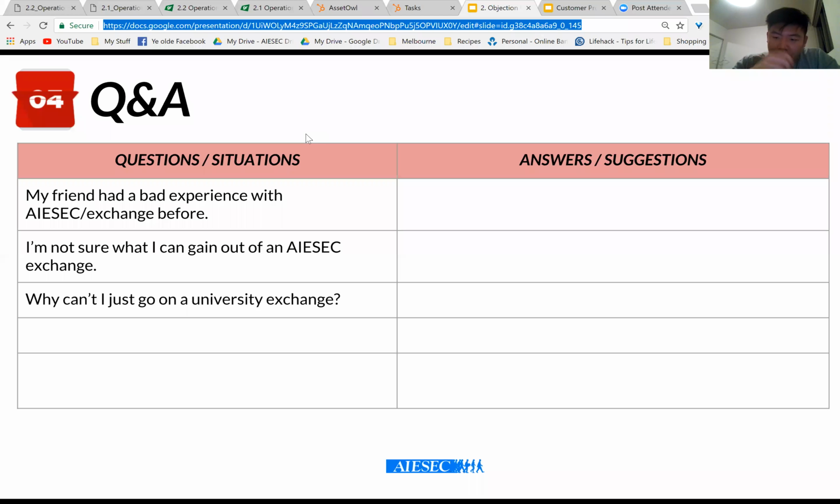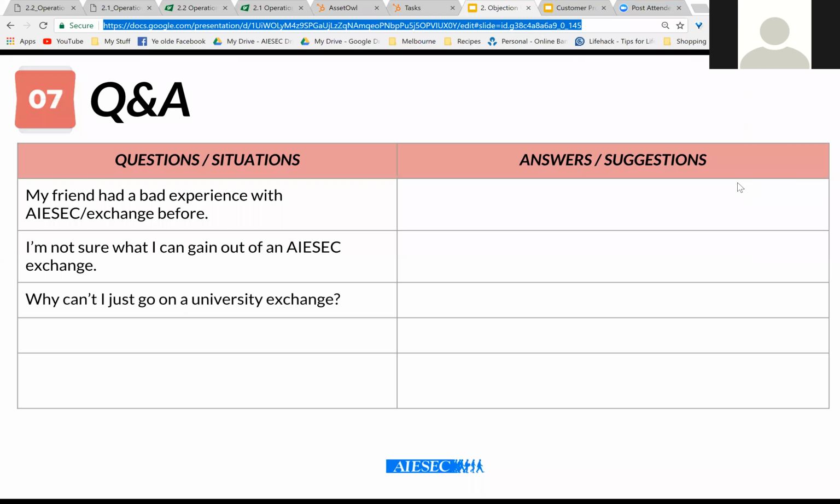I guess we can explain that we've got partner projects, and the whole purpose of having partner projects is to ensure that our EPs have a good experience. So maybe the reason why their friend had a bad experience is because they went to an LC where there isn't an established partnership, and we can ensure such a good experience.